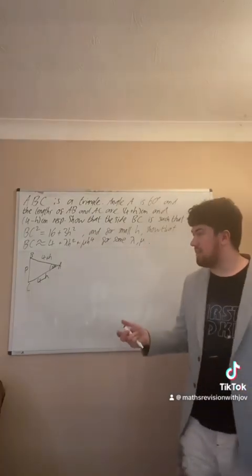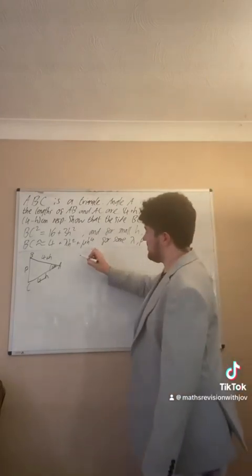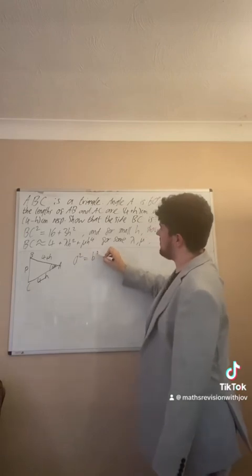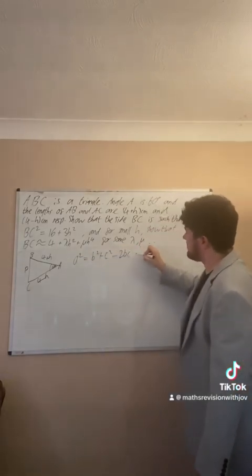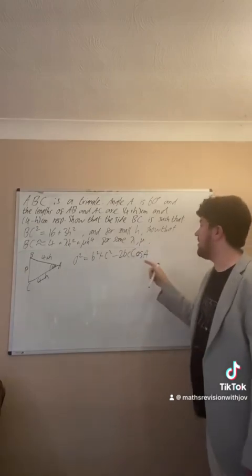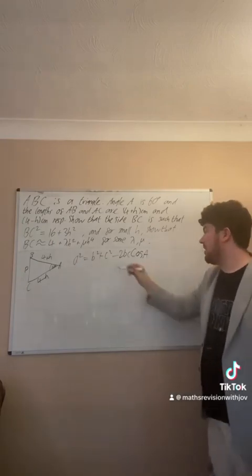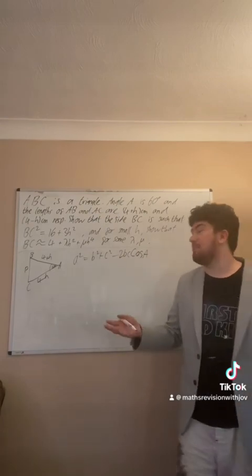Now it looks like we're going to have to use the cosine law, which, if you remember, says that a squared is equal to b squared plus c squared minus 2bc times the cosine of A, where this little a is the opposite side to this big A angle here, and b and c are the other sides. Let's go ahead and substitute our numbers in.